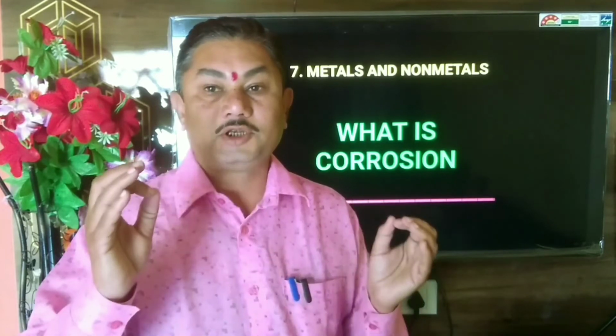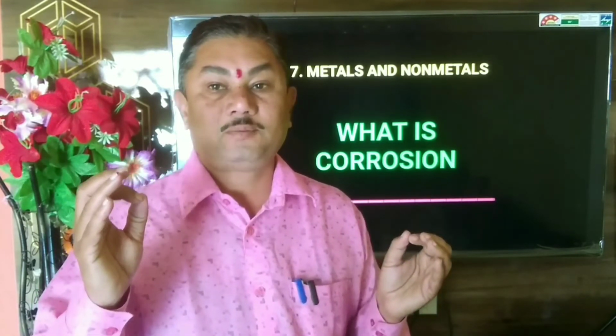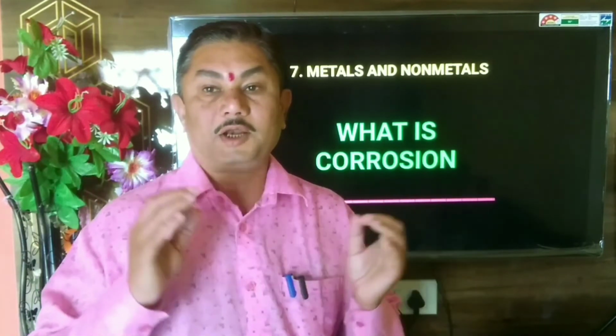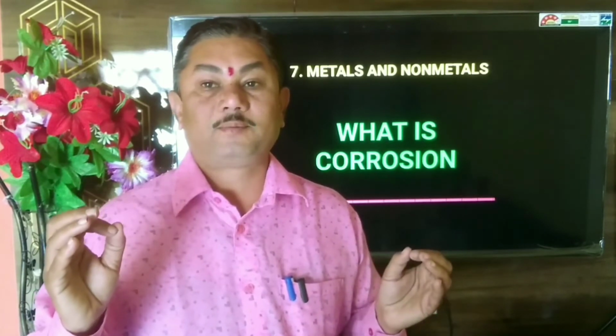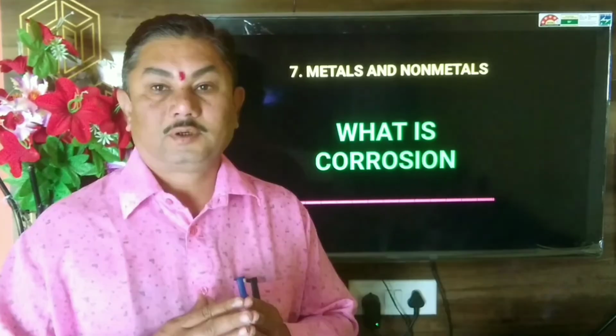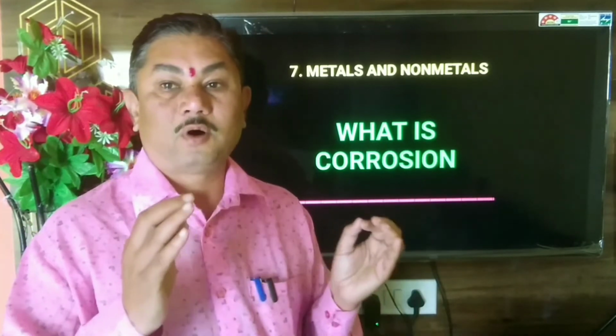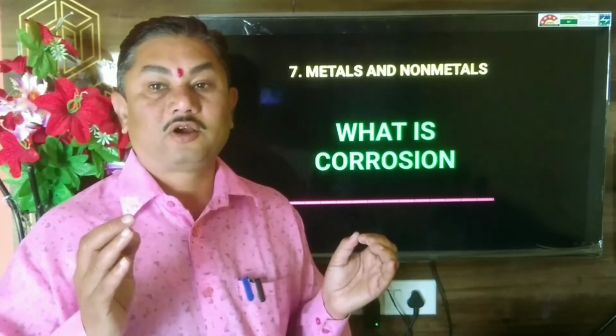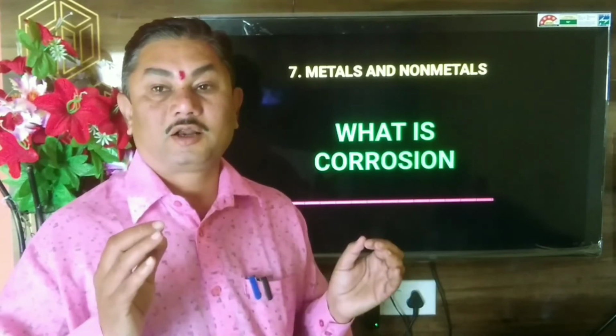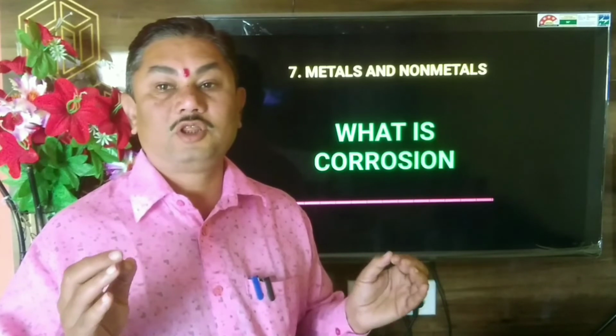A blackish colored deposit is formed on silver by reaction with hydrogen sulfide gas in air. This is an example of corrosion of silver. A greenish colored layer is formed on the copper vessels by reaction with carbon dioxide gas. These are some examples of corrosion.